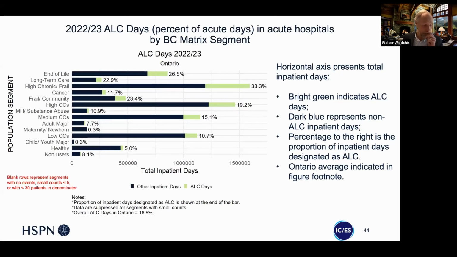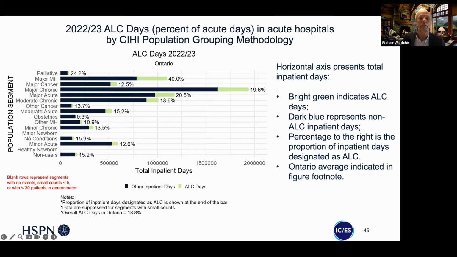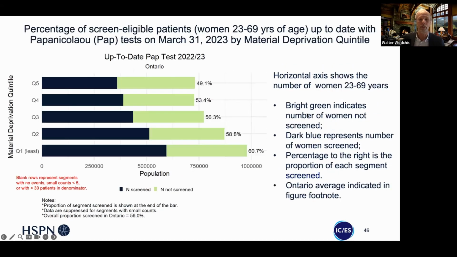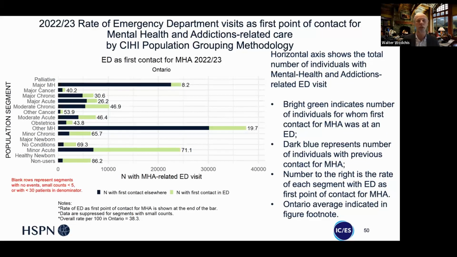Okay, and the last one we are going to stop on, which was ED visits best managed elsewhere. Oh, that actually ALC days is here also by the POP group methodology, which is a little bit different. You see a little bit less emphasis here in palliative because it requires people to have palliative care as opposed to really being more designated near the end of life. So here we're showing it by the Chi-High POP group methodology.